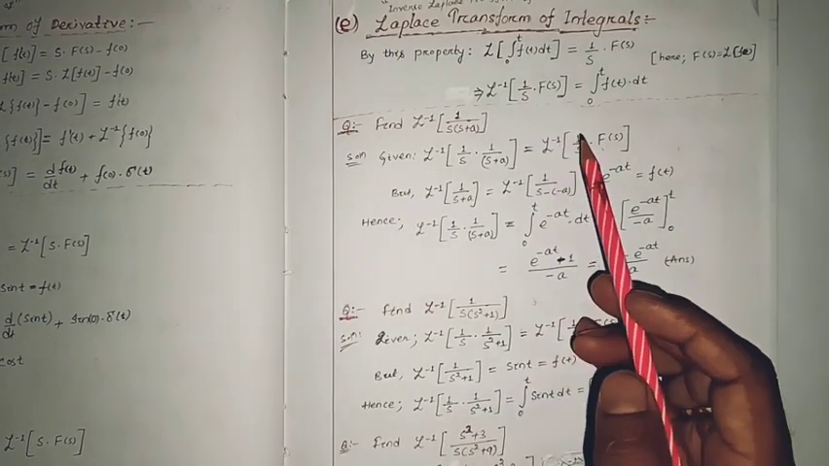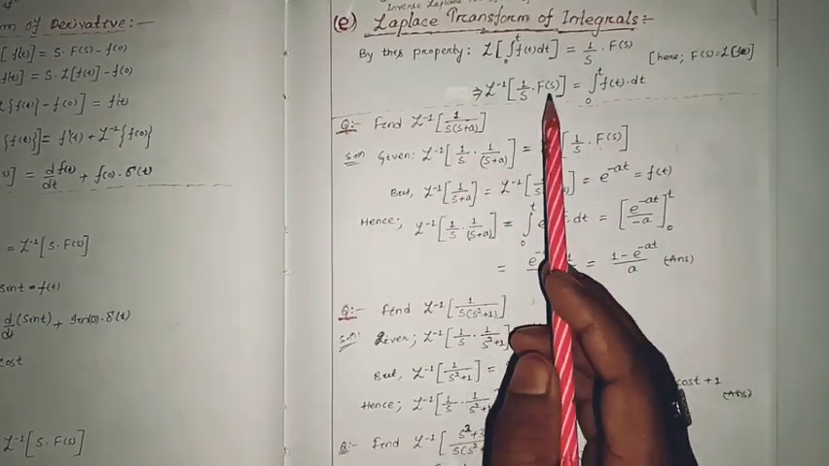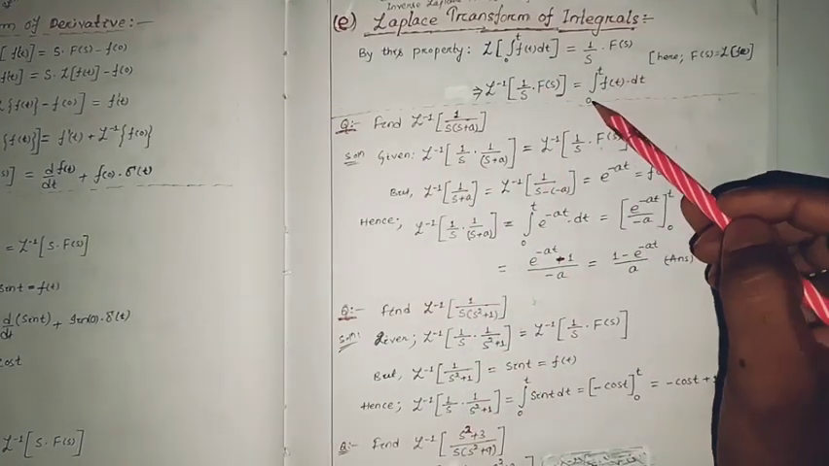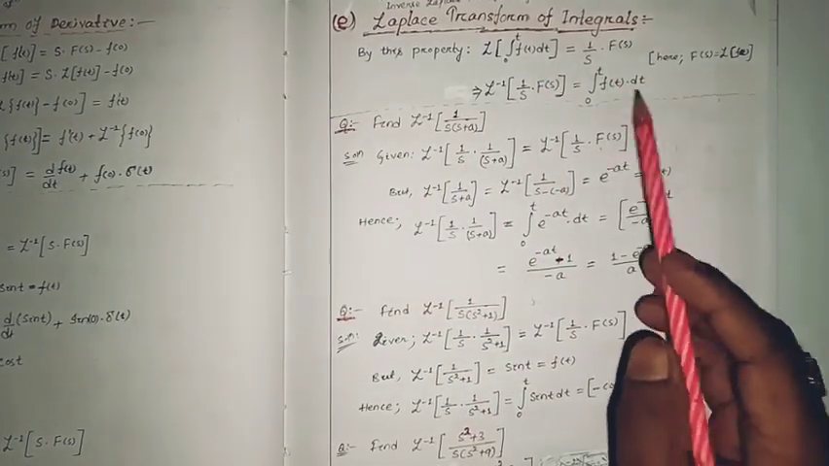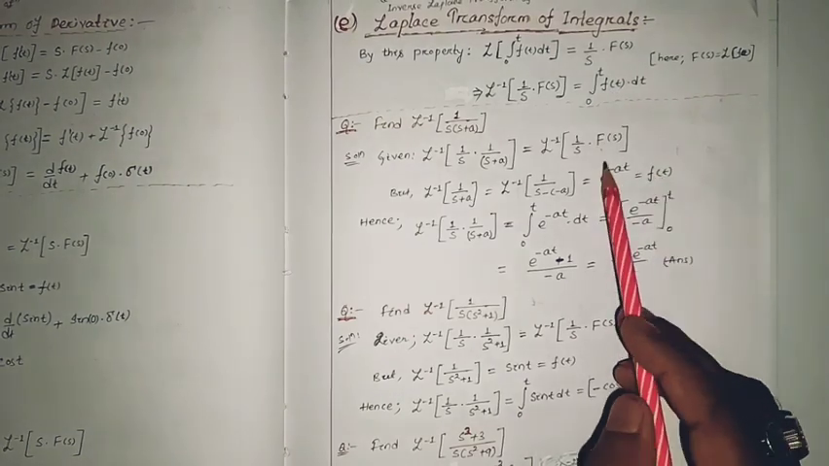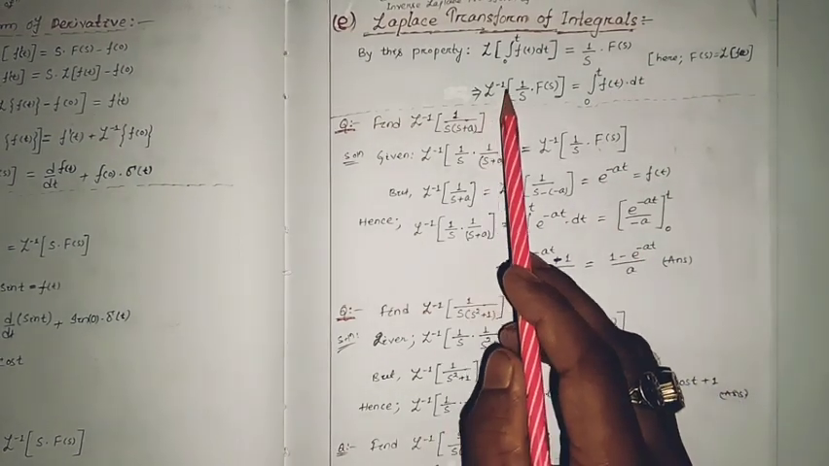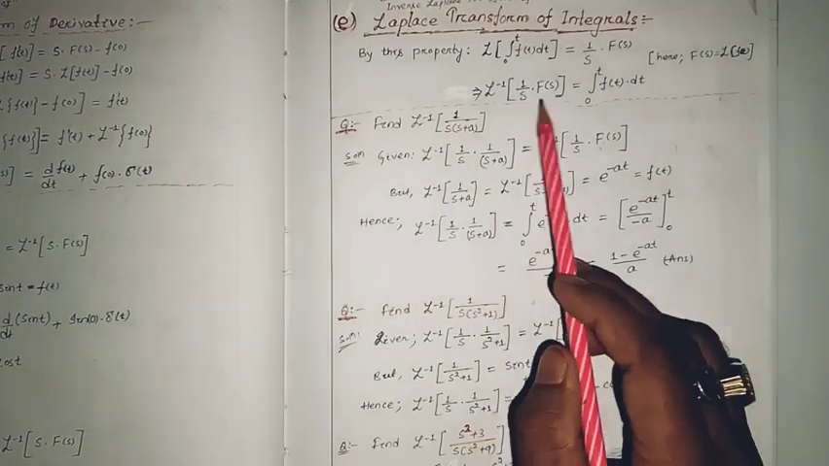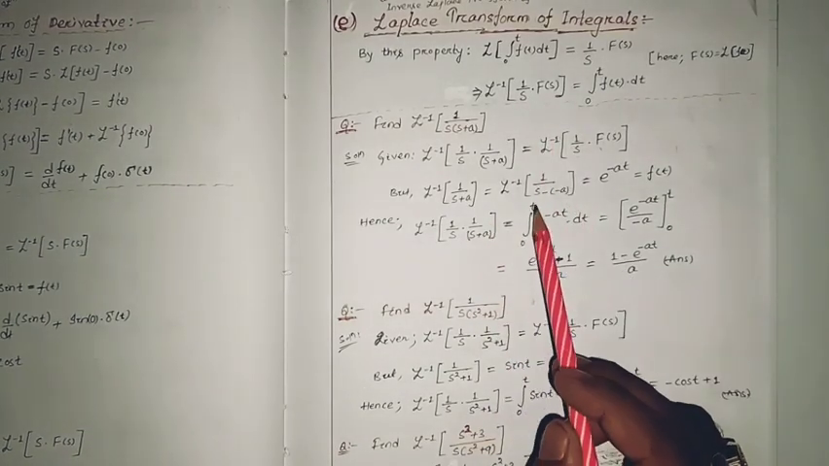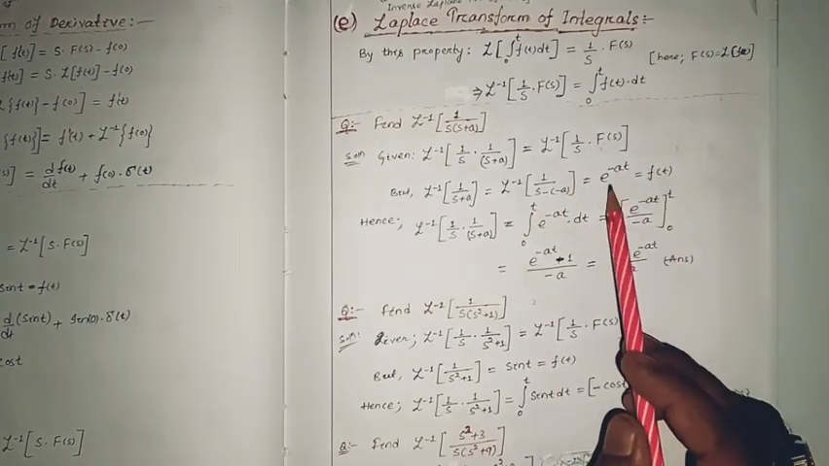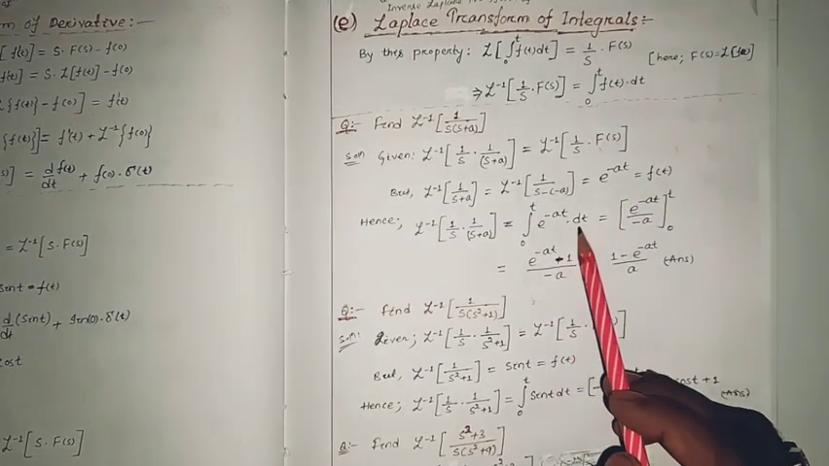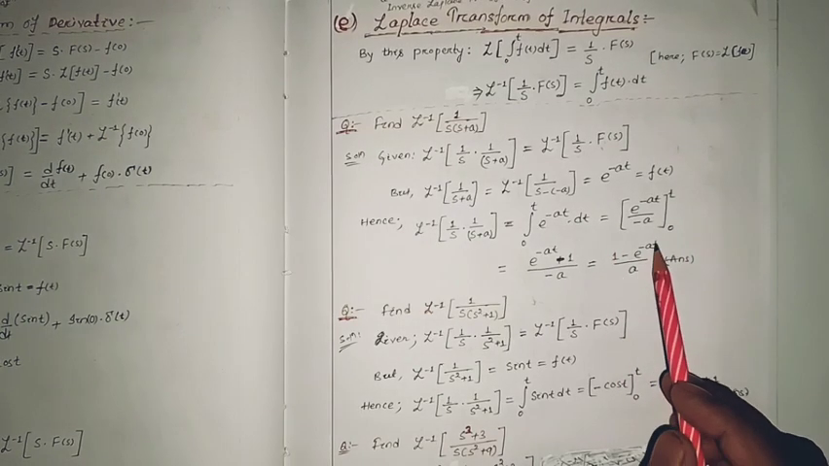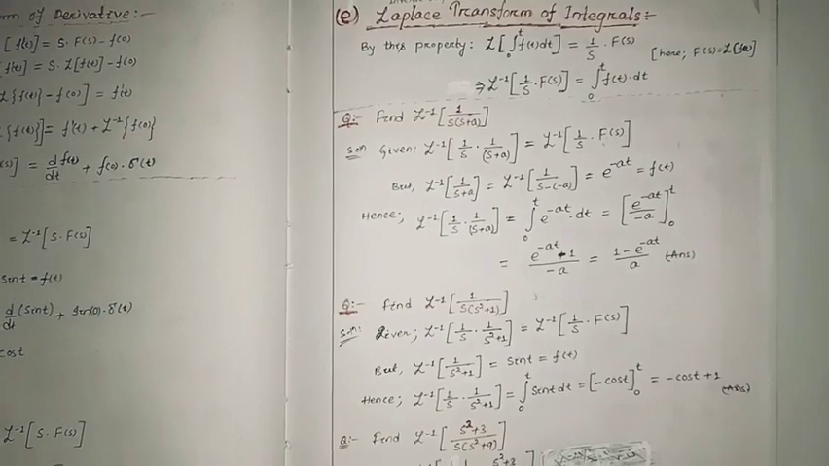But if I am going to compare this with this, then the answer will be the integral from 0 to t of f of t dt. Here f of t we found is e to the power at. So the inverse Laplace transform of this one, if I compare this with this, equals the integral from 0 to t of f of t, which is nothing but e to the power at dt. Just integrate it and we get the answer (1 minus e to the minus at) by a.